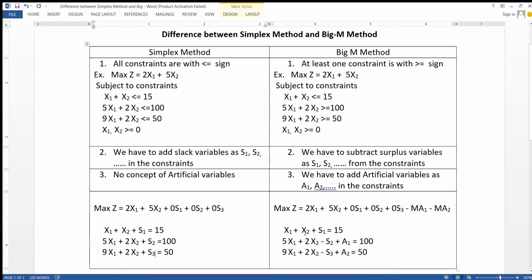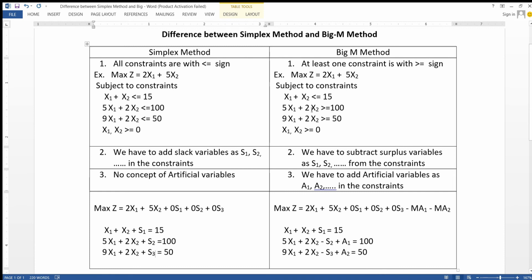In big M method, we have to subtract a surplus variable in case of a greater than or equal to sign. The first constraint is x1 plus x2 less than or equal to 15. So there is a less than or equal to sign, and we have to add a slack variable, not a surplus variable. So it will be x1 plus x2 plus s1 which is equal to 15.